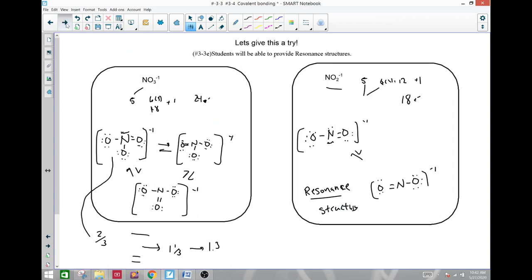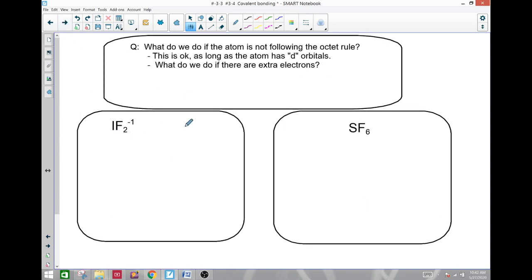All right, next up. A couple other examples. What do we do if an atom's violating the octet rule? We know what we do if we have too few, we share. What if it's got too many? Let's try this out. Iodine is 7. This guy is 7 times 2 is 14, plus 1 is 21, 22 electrons. Iodine, fluorine, fluorine, 2, 4, 6, 8, 10, 12, 14, 16, 18, 20, 22.